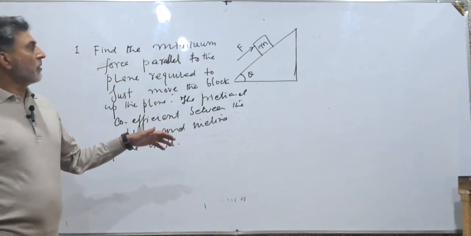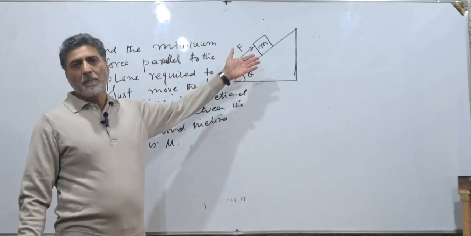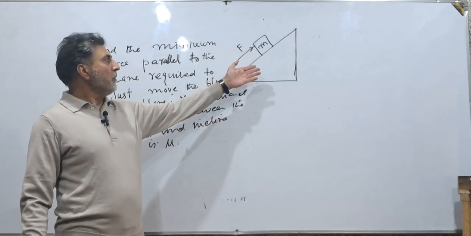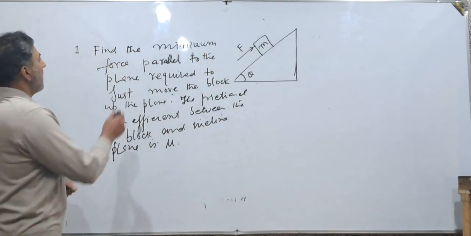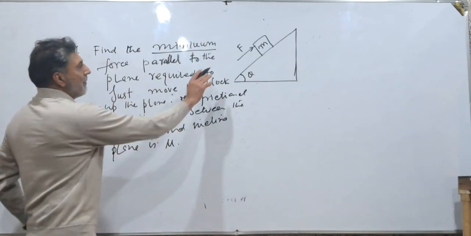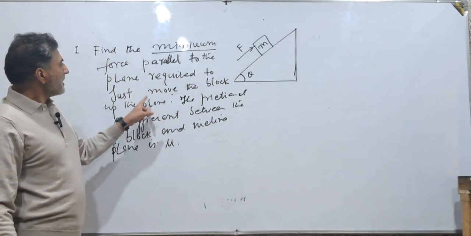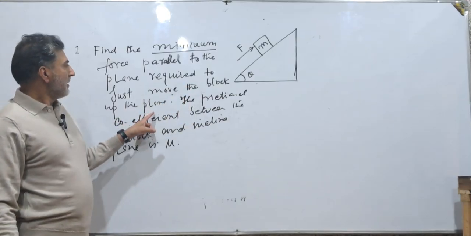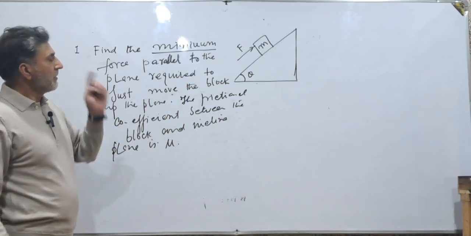I have come up with one more NEET problem, expected NEET problem this year 2025. The problem is: find the minimum force parallel to the plane, how much force I need to give to the block parallel to the plane required to just move the block up the plane. The frictional coefficient between the block and the incline is nil.